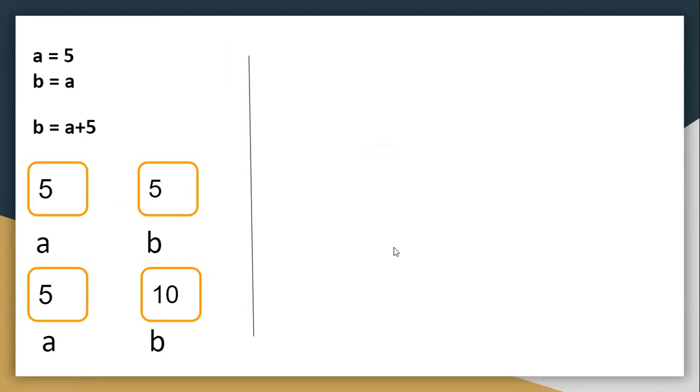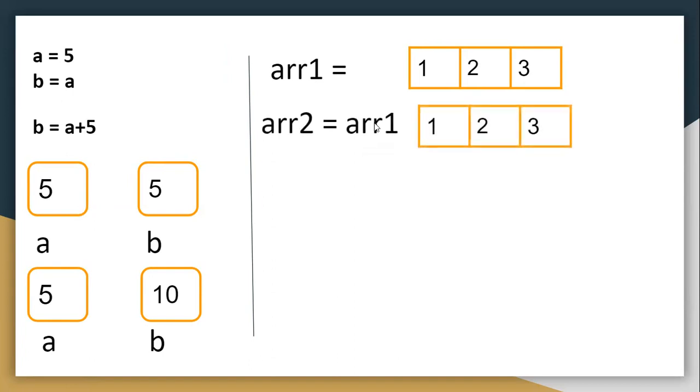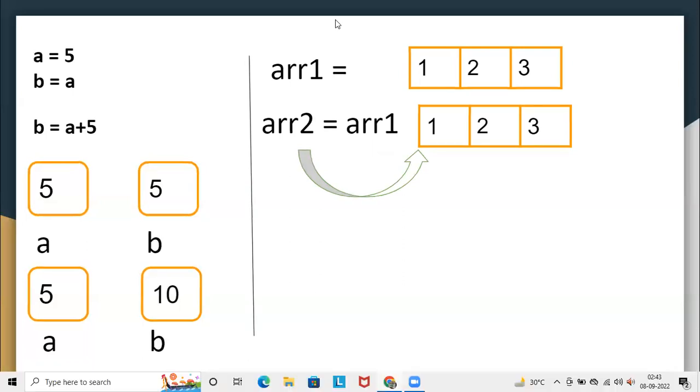Now coming to the non-primitive data type. So let's see. For example, I have one array, array 1, which stores three values: 1, 2, and 3. Now suppose I have array 2, and in array 2, similarly, I will store the value of array 1. So this array 2 also stores 1, 2, and 3, just similar to the first array.